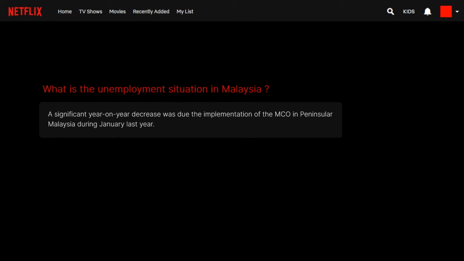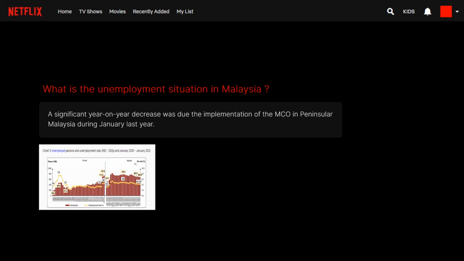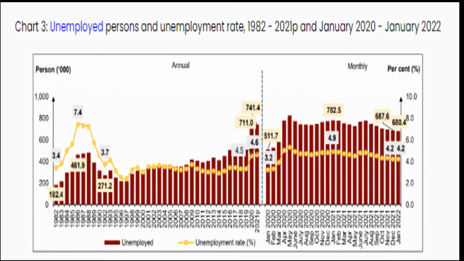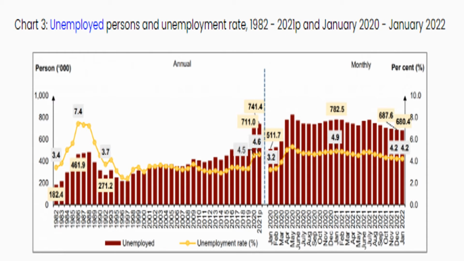Then, what is the unemployment situation in Malaysia? A significant year-on-year decrease was due to the implementation of the MCO in Peninsular Malaysia during January last year. The graph shows the number of unemployed persons declined further in January 2022 to record 680.4 thousand persons, lowered by 1.1%, which is negative 7.3 thousand persons, as against December 2021, which is 687.6 thousand persons.